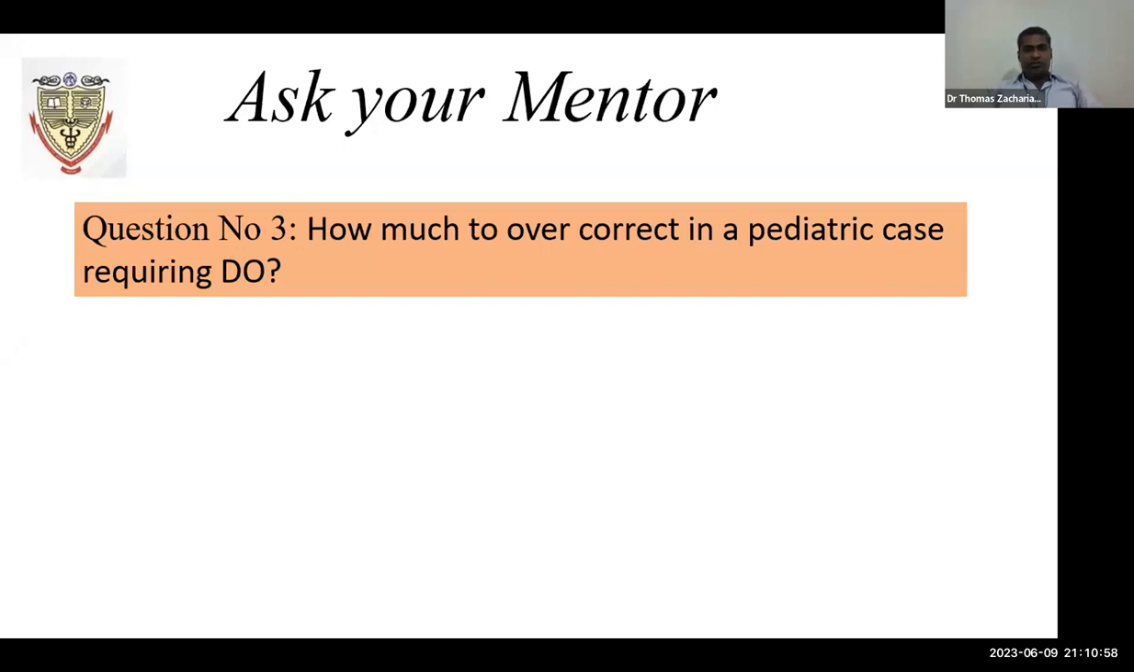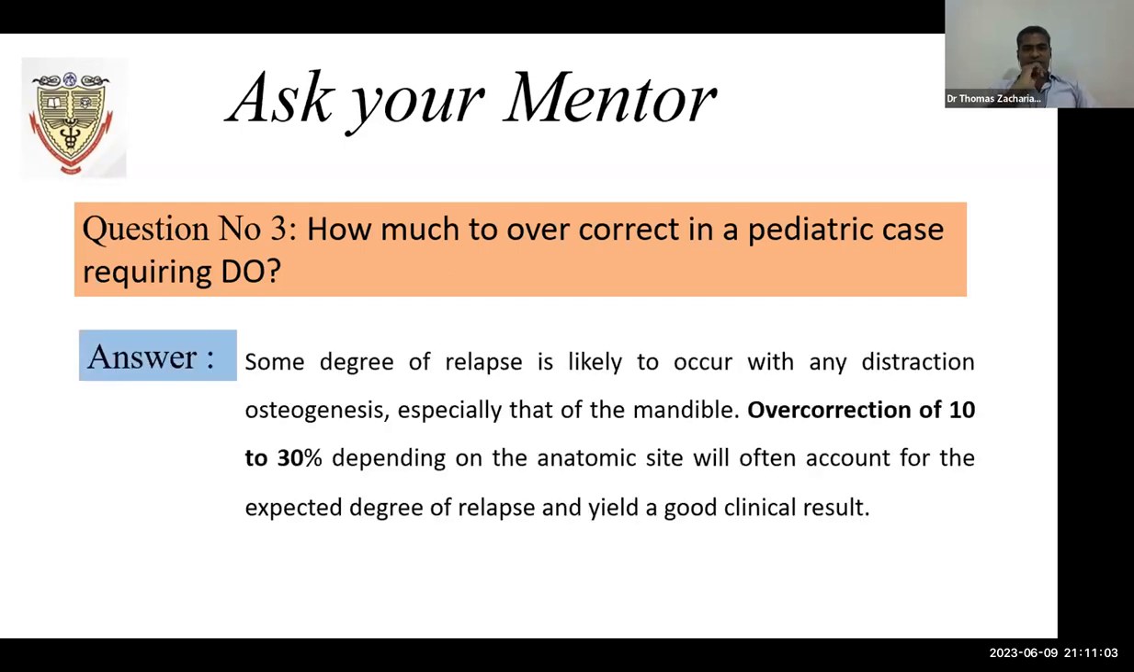Yes. How much to overcorrect in a pediatric case requiring distraction osteogenesis? So the overcorrection can be somewhere between 10 to 30%. Depending on the jaw that we are distracting and the area we are distracting, we have to account for the degree of relapse that can happen, and we need to do the overcorrection. The consolidation period also plays an important role. So I guess this is the percentage that we have to distract.